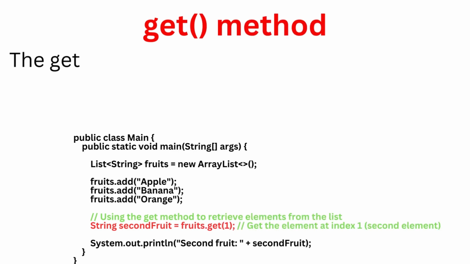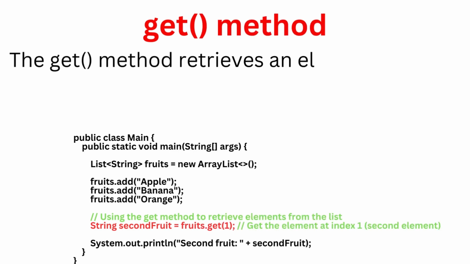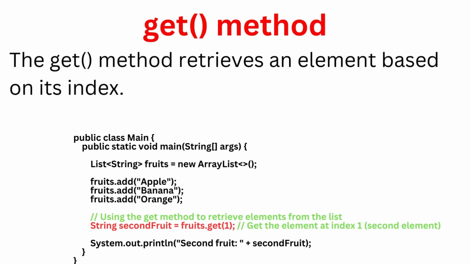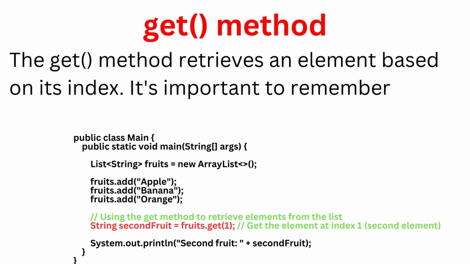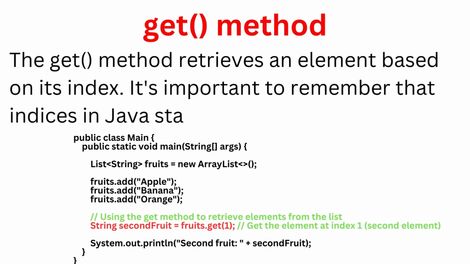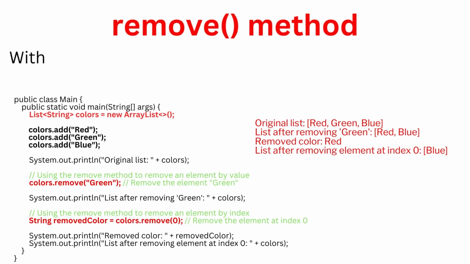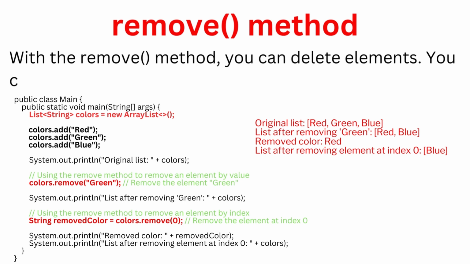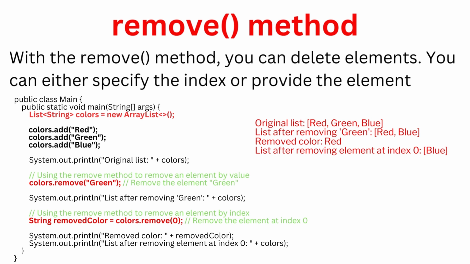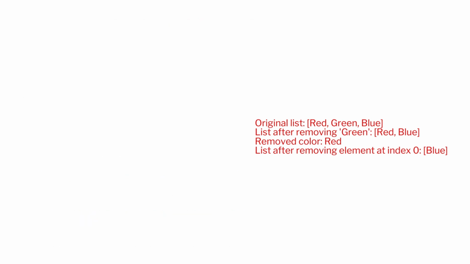Get method. The get method retrieves an element based on its index. It's important to remember that indexes in Java start at 0. Remove method. With the remove method, you can delete elements. You can either specify the index or provide the element itself. So you can see this example by pausing the video.